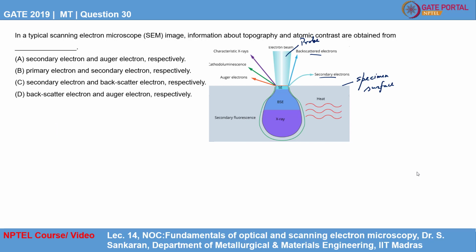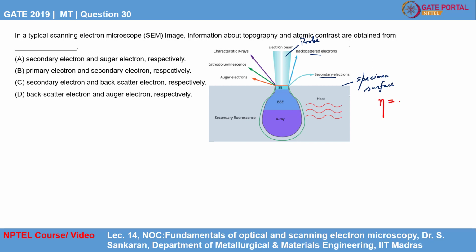The atomic contrast is also known as compositional contrast, and it refers to the variation in the gray levels in an SEM image that corresponds to the variation in the chemical composition in a specimen. So the origin of this compositional contrast arises because of the capability of backscattered electrons to escape from the specimen, which depends on the atomic number of the specimen atoms. Okay, and the property that characterizes such capability is known as backscatter coefficient.